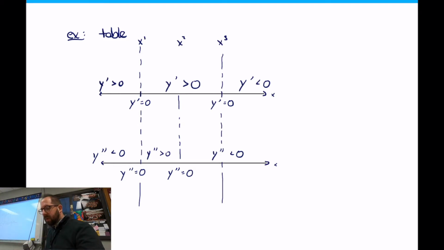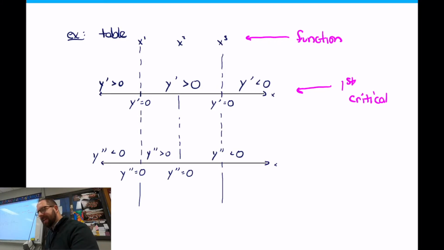So it's providing you the original function. So let me put this in there. They're giving you the functional information. That's these 3. They're giving you the first derivative stuff, which is the critical points. Okay, those are the critical points. And then, all right, second derivative. So second derivative, which is inflection.